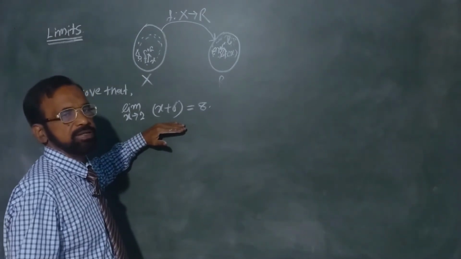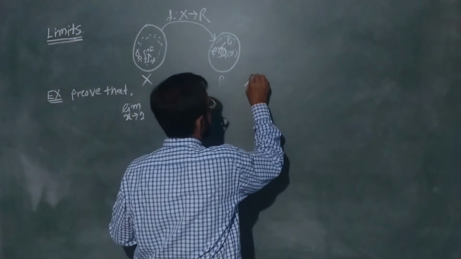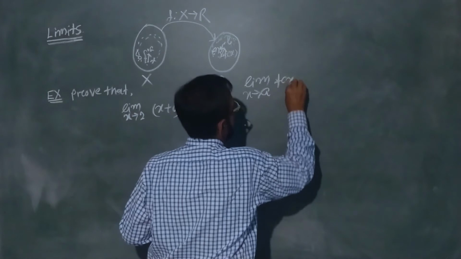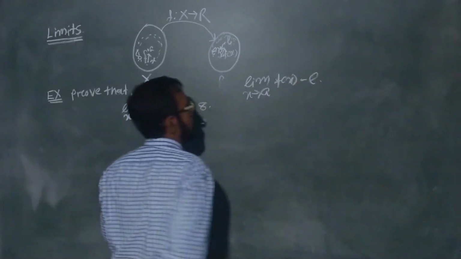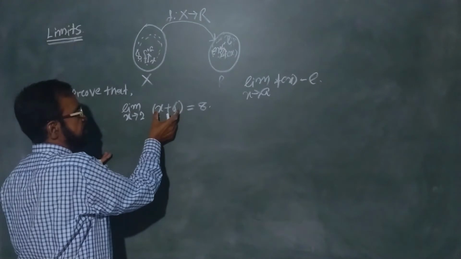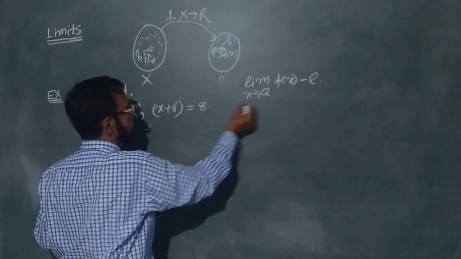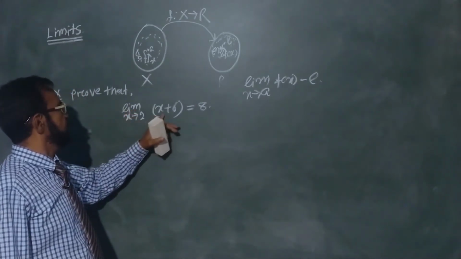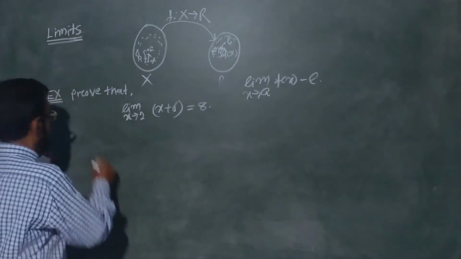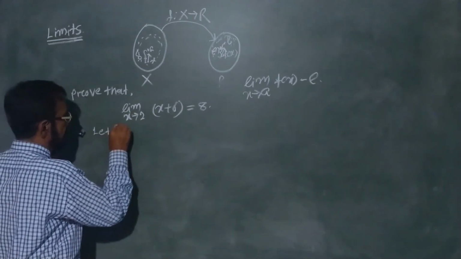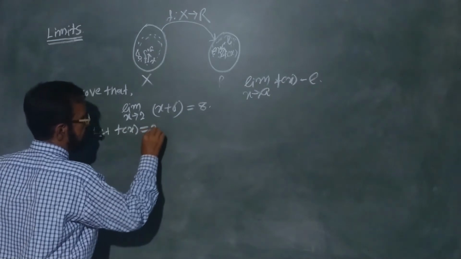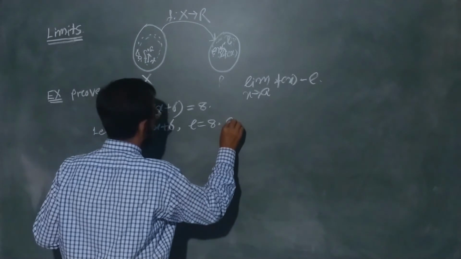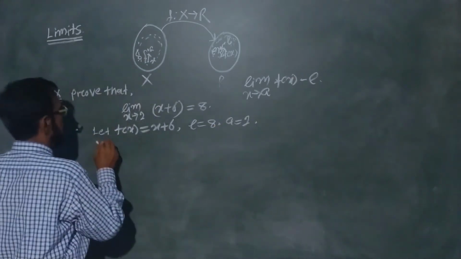Now compare with the definition. When we say that limit x tends to a, f(x) equal to L. What is f(x)? f(x) equals x plus 6. What is L? L is equal to 8. What is a? a is equal to 2. Then we prove that limit x tends to 2 of x plus 6 equal to 8. Let f(x) equal x plus 6, L is equal to 8, a is equal to 2.